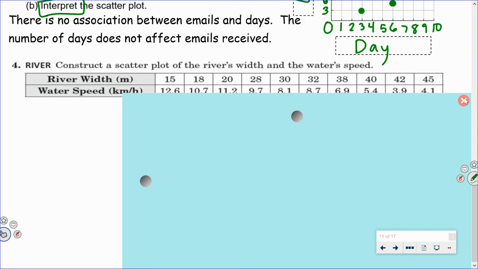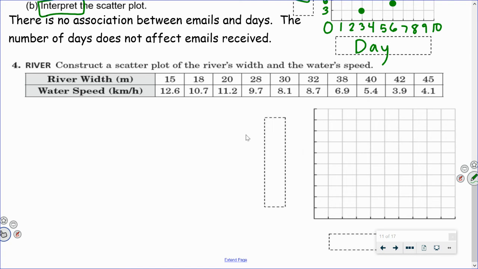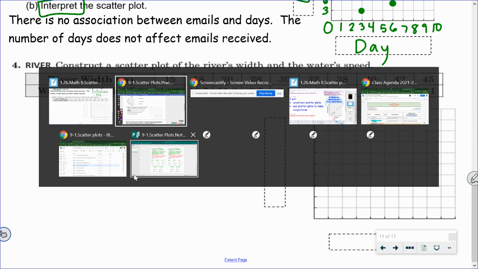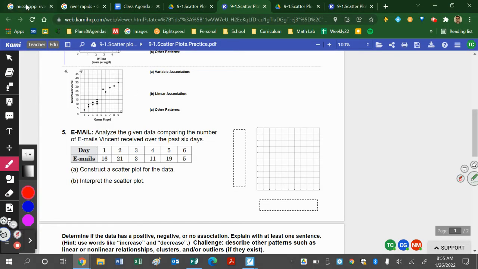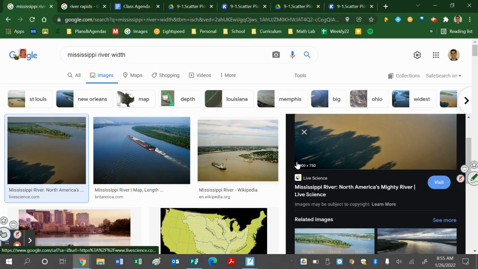Now I'm going to take one moment to talk about number 4. People have asked in the past, Mr. Cowan, which is the dependent variable? Does the width change if the water speed changes, or vice versa? Does the water speed change as the width changes? What depends upon what? So I had some quick pictures here for you.